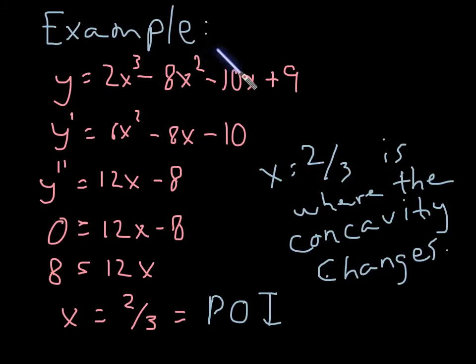Here's an example of that function. y equals 2x to the third minus 8x squared minus 10x plus 9. First you're going to find the derivative: 6x squared minus 8x minus 10. Then you're going to find the second derivative, which will be 12x minus 8. Once you set the second derivative to 0, you can do the math and figure out that x equals 2/3. So 2/3 is the point of inflection.